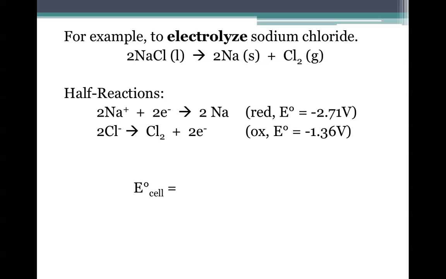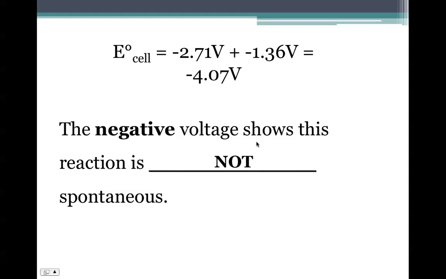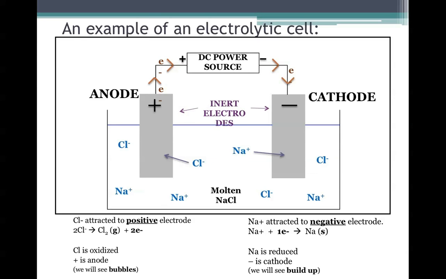So here we want to electrolyze sodium chloride, break it down into solid pure sodium and chlorine gas. So we have our two half reactions. We can see that the chlorine is going to get oxidized, sodium is getting reduced. I've taken these values off of the table that we used in our last concept, making sure that I reverse the sign for the oxidation reaction. So our initial cell potential here is negative 4.07. This negative voltage shows that this reaction is not spontaneous. So if I were to place it in a setup for a voltaic cell, no electrons would move. I need to force it to happen.